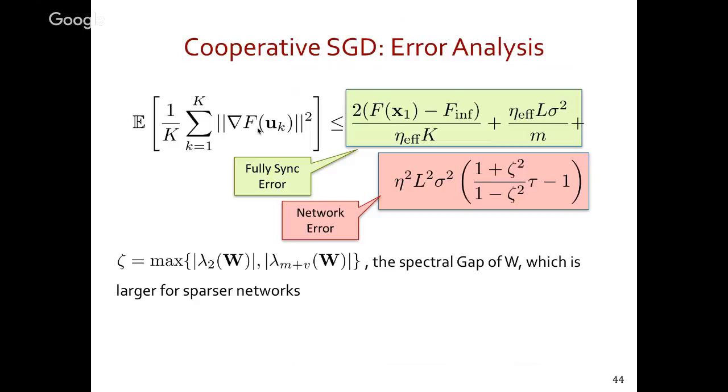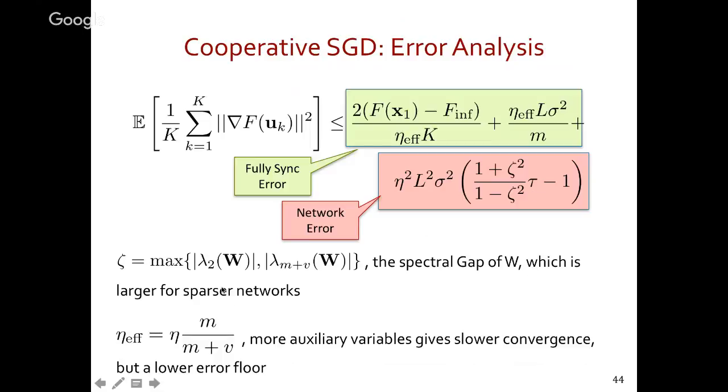So more specifically, we have this zeta parameter, which is the spectral gap of the mixing matrix. And this zeta takes a larger value for sparser networks. And you can already see tau, which is the number of local updates, appearing over here. The parameter V, which was the auxiliary nodes, did not appear, but that's actually incorporated in the effective learning rate, eta effective. So if you plug this in, we can see that adding more auxiliary variables gives slower convergence, but a lower error floor. Because these auxiliary variables average models, but they do not perform any local updates.